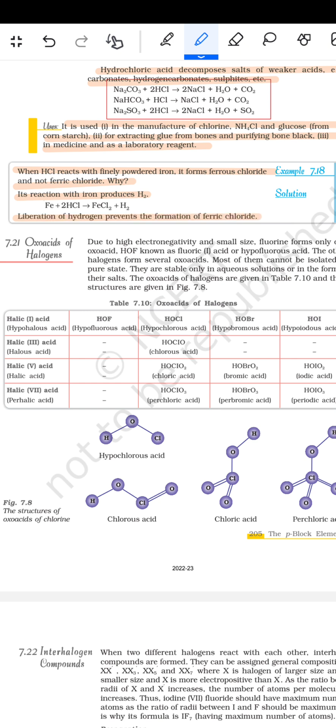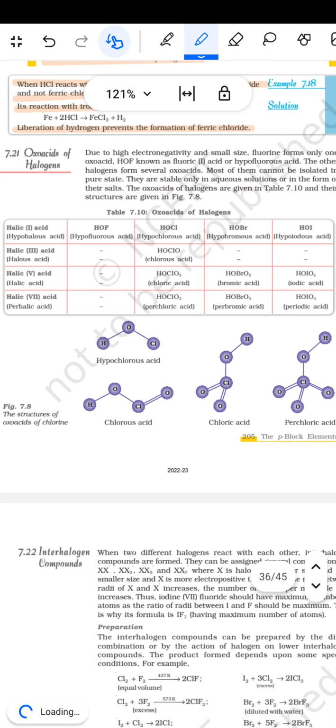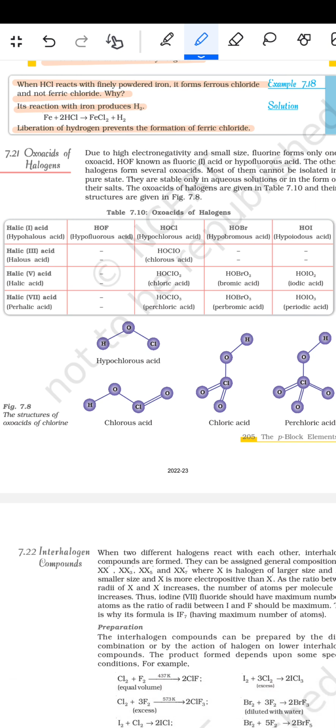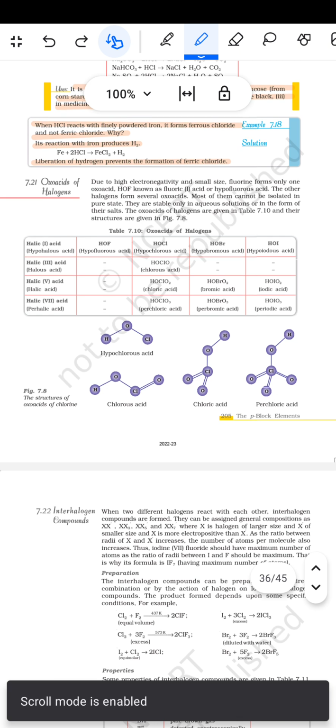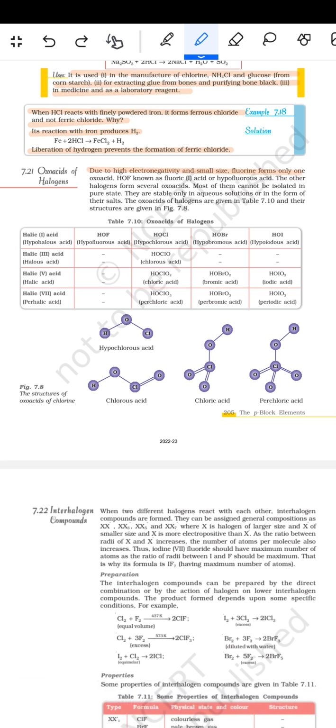Now the oxo acids of the halogens. Due to high electronegativity and small size, fluorine forms only one oxo acid, HOF, known as fluoric(I) acid or hypofluorous acid.